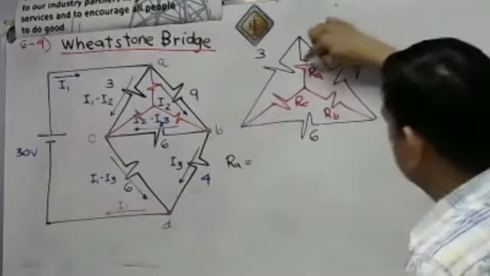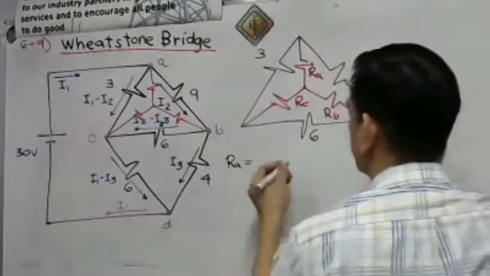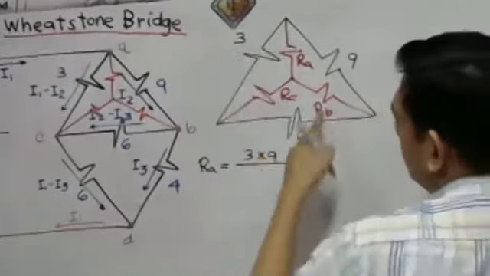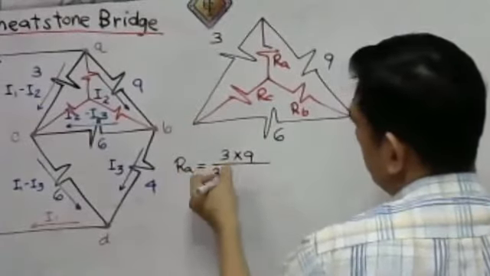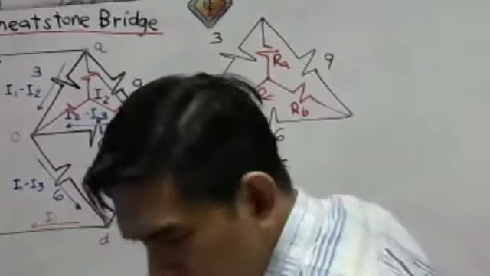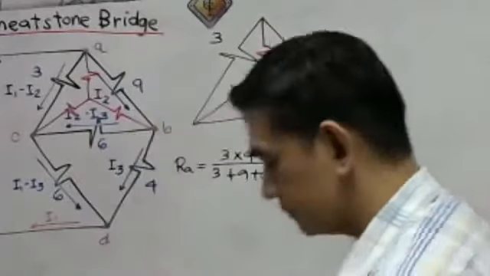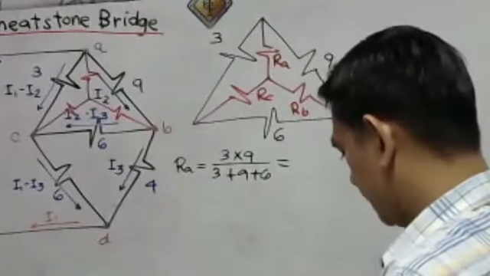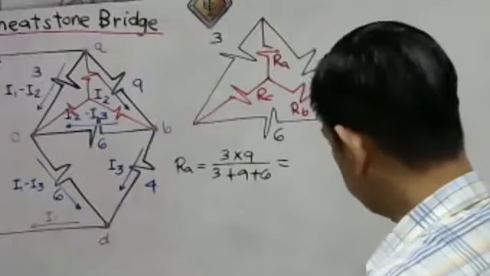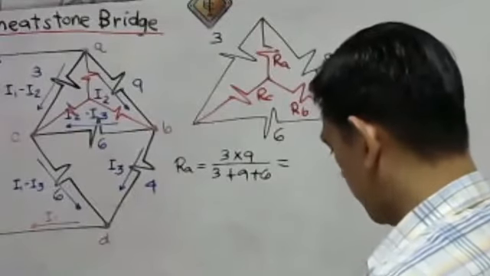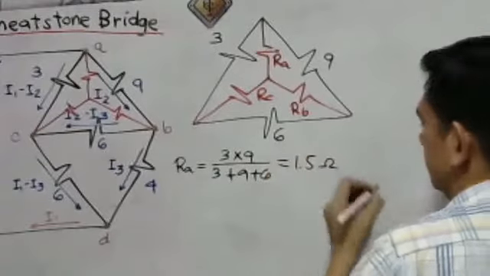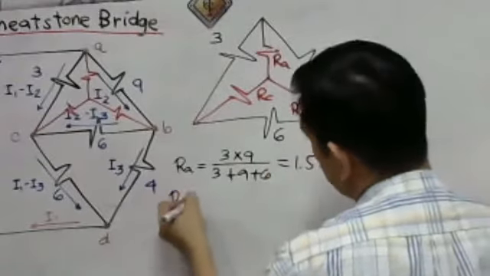For our RA, we use the finger method, so we have 3 times 9, divided by the sum of the 3 resistors, so 3 plus 9 plus 6. Let us calculate this one. 3 times 9 divided by 3 plus 9 plus 6. The answer would be 1.5 ohms. 1.5 ohms. What about now for our R sub B?